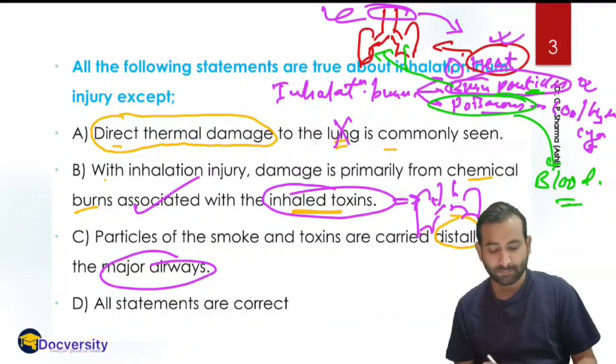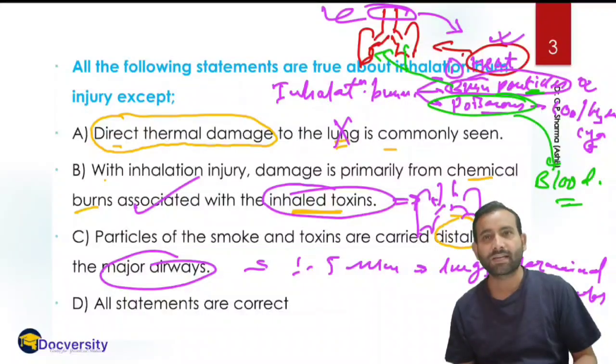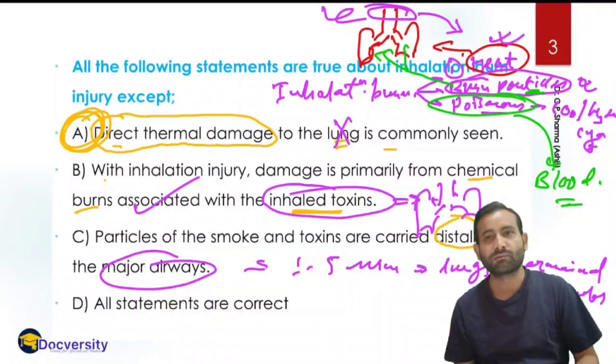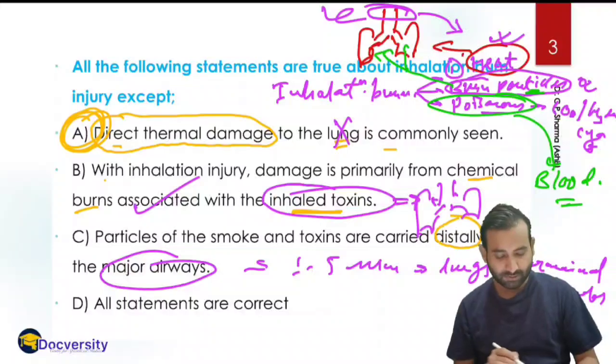These particles, of size 1 to 5 micrometers, reach the lungs and the terminal bronchioles, and then they cause the damage. Hope you understand. So what is the wrong statement here? The wrong statement is direct thermal damage to the lung is commonly seen. No, direct thermal damage produces damage in the upper airways. So this is the point.